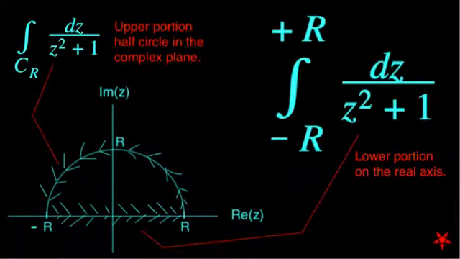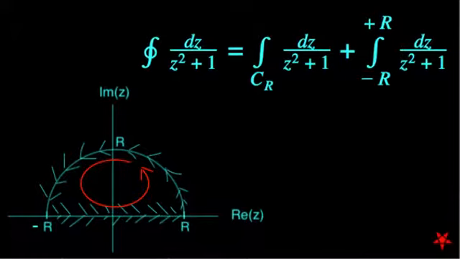So the upper and lower portions will be distinctly complex and real, respectively, since Im of z is 0 along the real axis. Combining these terms, we have an expression for the closed contour integral in terms of the upper and lower portions.